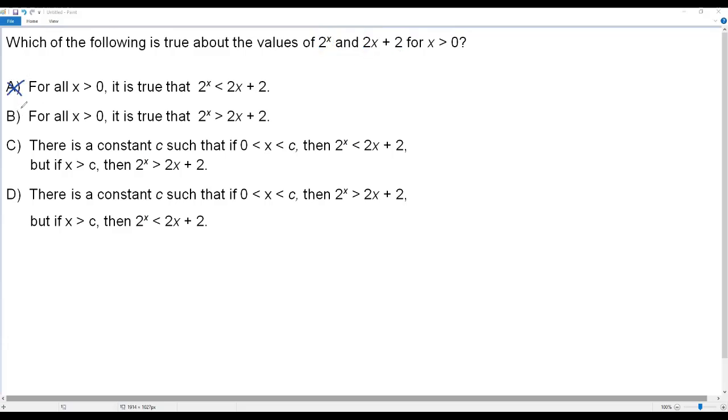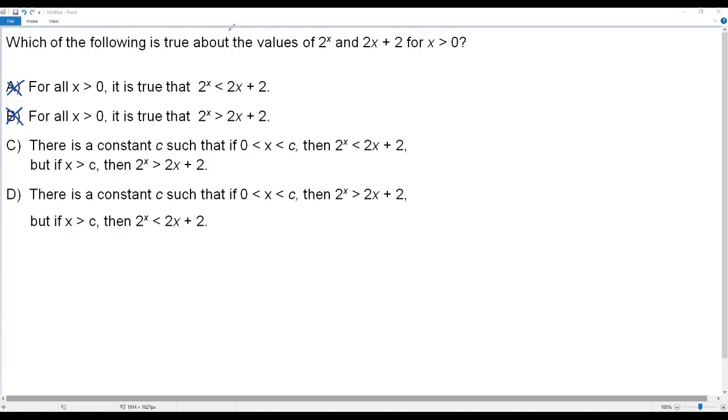And for the same reason, we can reject option B. We cannot expect the same relation between the values of the two expressions for all the values of x in the given domain. Option B says that always 2^x is greater than 2x + 2. That's not possible, so we can reject option B also. Anyway, we can verify options A and B again. So maybe option C or option D can be correct.